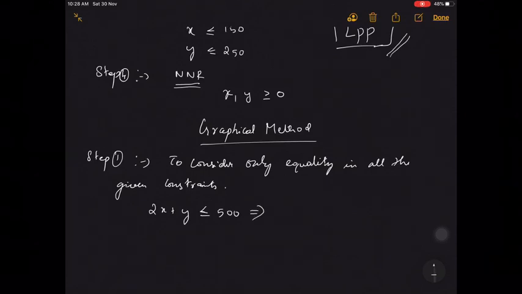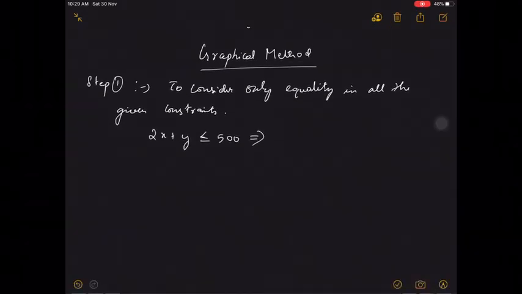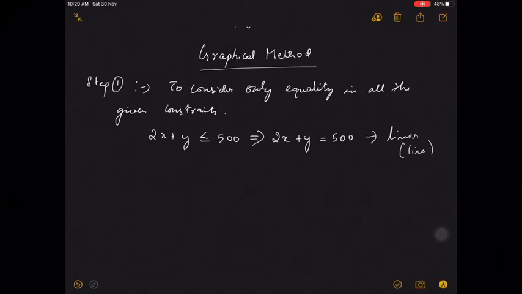When you consider only equality, you get 2x plus y is equal to 500. Now this clearly represents an equation. It's a linear equation because the power of x is 1 and power of y is 1, and that is equal to 500. This clearly represents a linear equation, basically a straight line. Now we have to plot this line on the graph, that is on the xy plane.